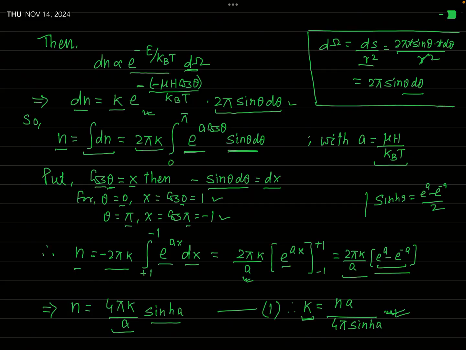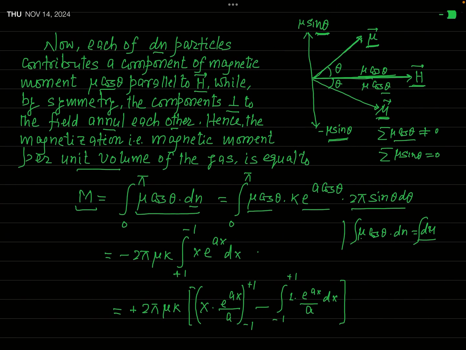You can see this minus minus will become plus, but as we have assumed that mu h over kb into t is a, so that has been replaced by a here, you can see. Now again this integral will be found by the method of substitution, and for this here again we will take cos theta equal to x.